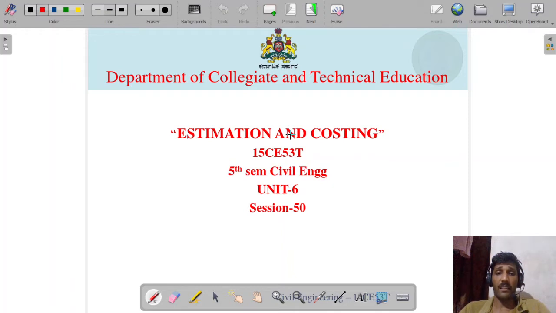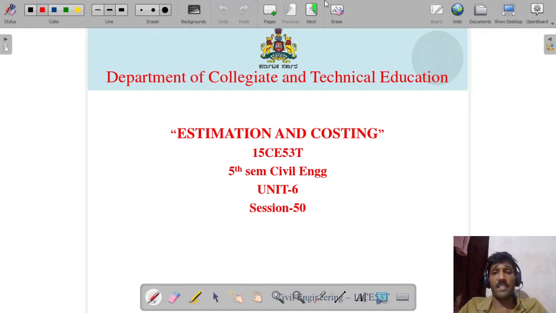After that, we discussed the long wall, short wall method and the center line method of residential building estimations, and pitched roof building estimations, in the previous sessions. Now in this session we are discussing road estimations. Various types of road estimations were also discussed in previous sessions.